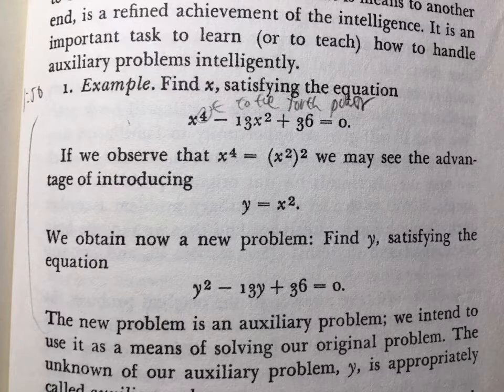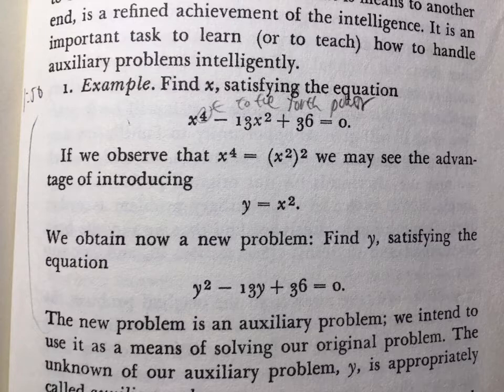1. Example. Find x satisfying the equation x to the fourth power minus 13x squared plus 36 equals 0. If we observe that x to the fourth power equals (x squared) squared, we may see the advantage of introducing y equals x squared.